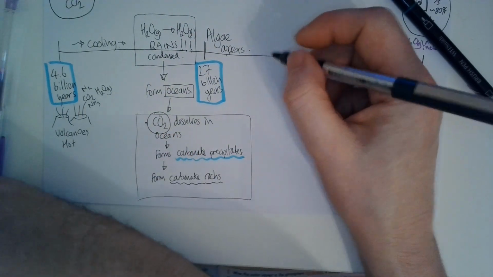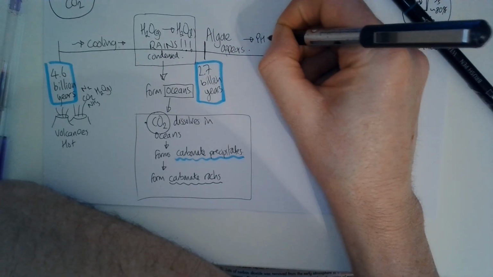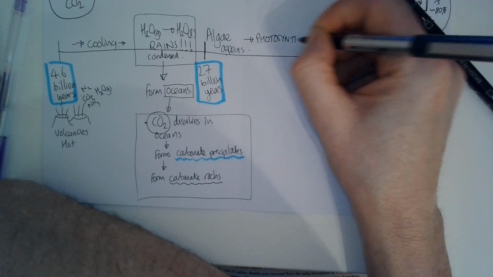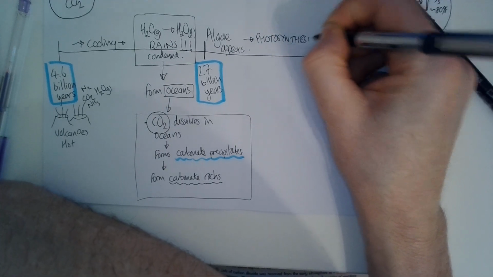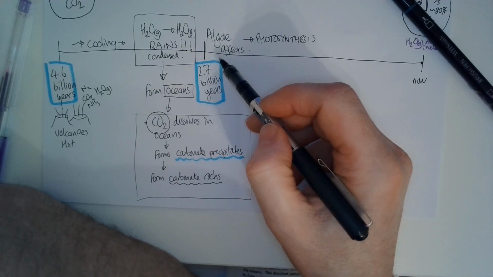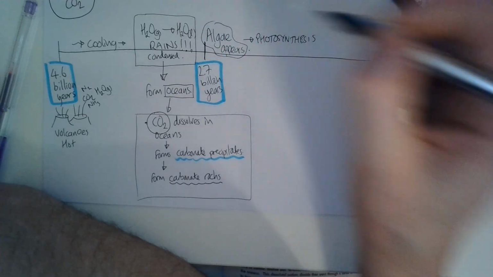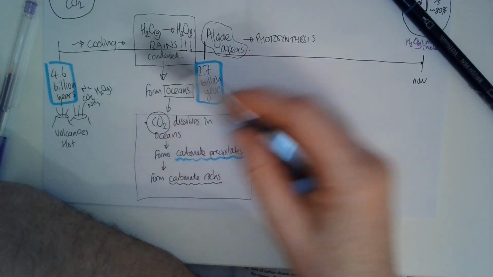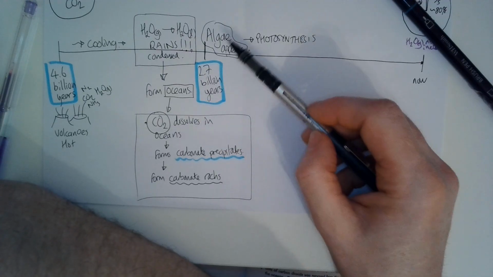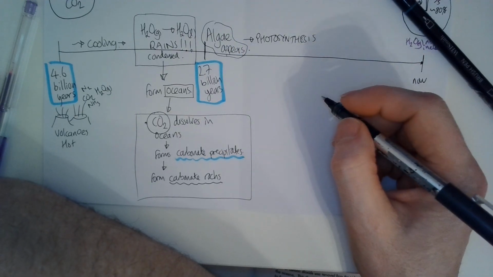Algae appears, and what algae can do, you're a load of biologists, it can do photosynthesis. Alright, so algae appears about 2.7 billion years ago. I mean, you've got the perfect atmosphere for algae to appear. It's hot, it's wet, and there's loads of carbon dioxide. So algae appears, and algae can start to process this carbon dioxide.